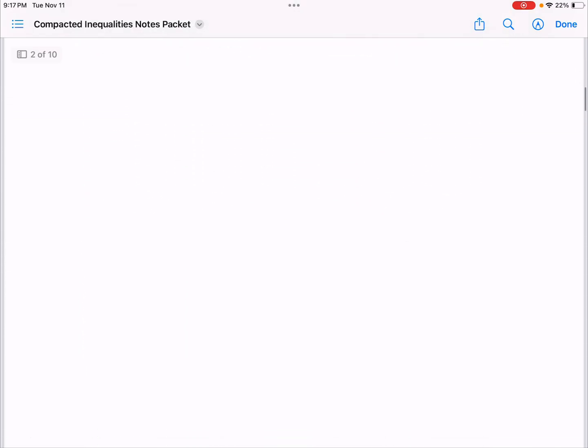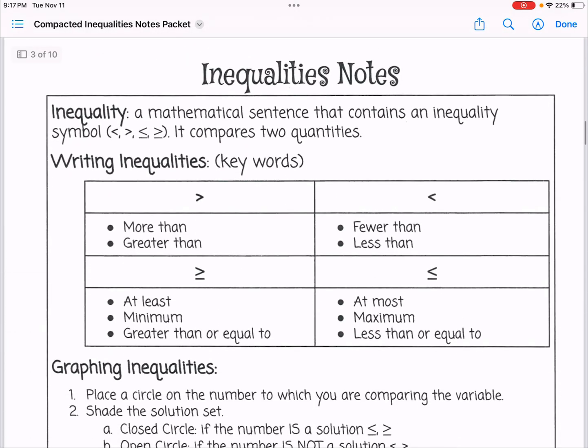Today we're going to jump in with this first notes page all on inequality, just like basics, and then we'll jump into one step. So an inequality is a mathematical sentence that contains an inequality symbol: greater than, less than, greater than or equal to, less than or equal to, and it compares two quantities. So here are our symbols.